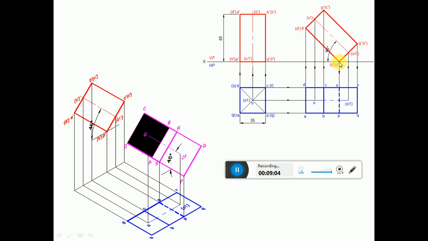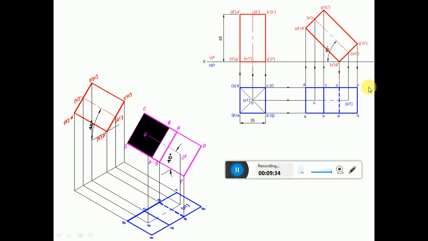Similarly, draw a vertical projector from P dash S dash and draw a horizontal projector from P and S to get this point PS. Similarly, draw a vertical projector from O1 dash and draw a horizontal projector from O1 here to get this point O1 here. Then similarly, draw a vertical projector from Q dash R dash and draw a horizontal projector from Q and R to get this point Q and R. Now once you get this point, name them.